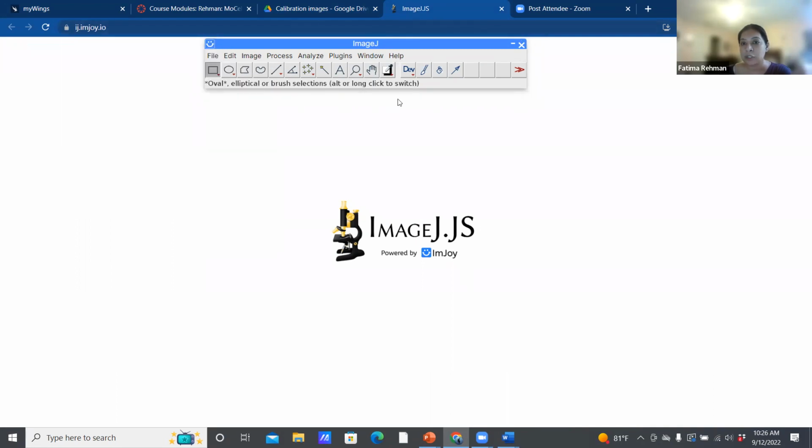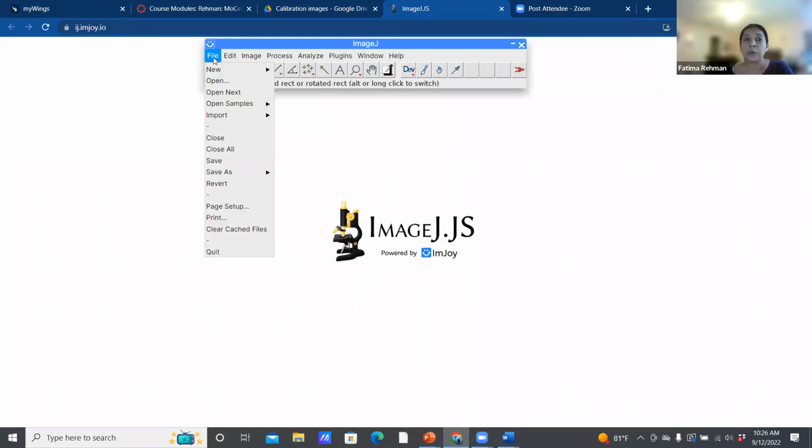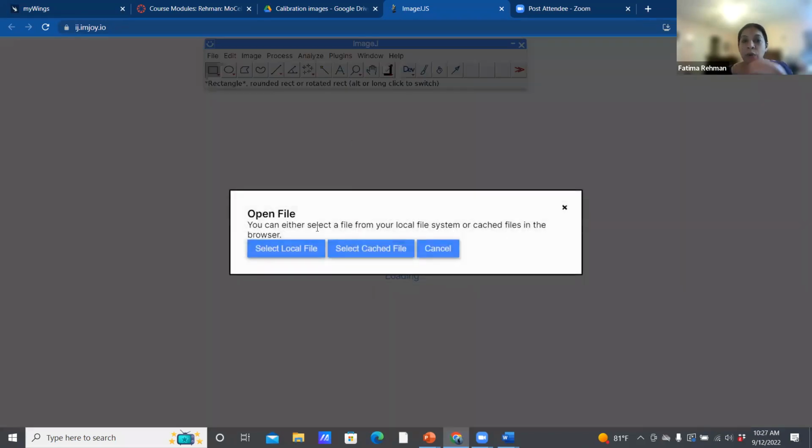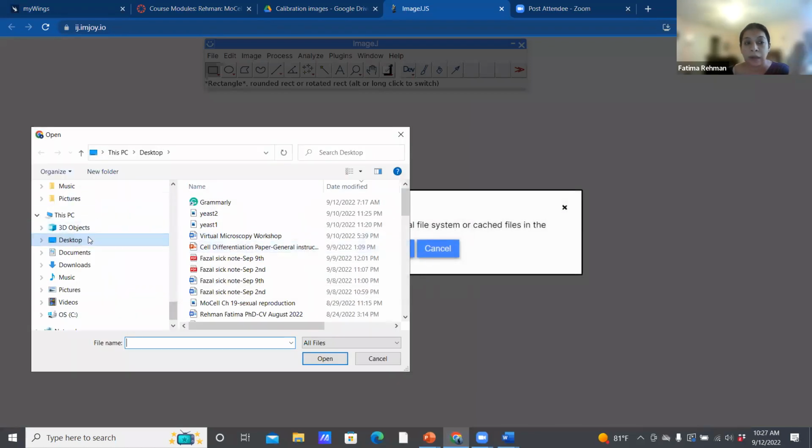You see how it gives you this toolbar? It's a fluff-free software because it's open source. It doesn't come with bells and whistles. It just gives you a toolbar. There you go. Do what you need to do. So you are going to go to open, and it should give you the option to open a file. So I'm going to say yes. I'm going to select a local file on my desktop.